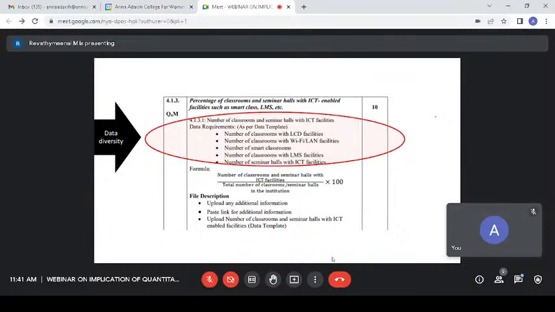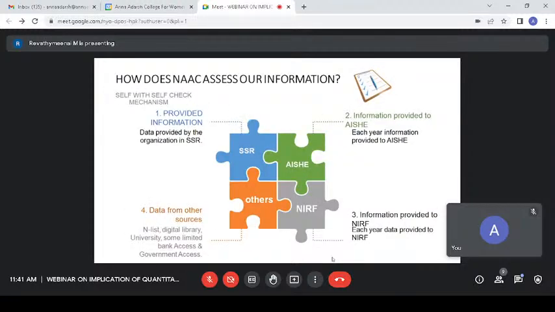Please come to the next slide. This is a very important slide now. How does NAC check our information? I have written down my SSR. I have sent my SSR. I have given the proofs. I have given the data. Why should anybody trust me? And how can anybody trust me? I may tell a lie. It's quite possible. How to overcome this particular problem?